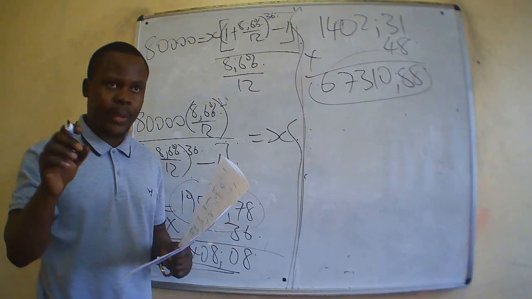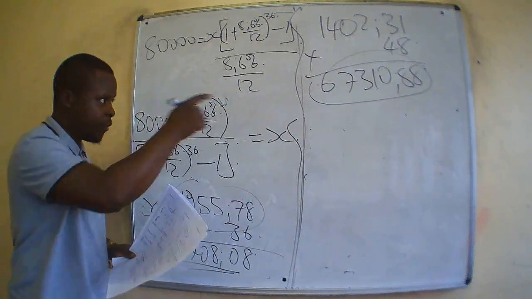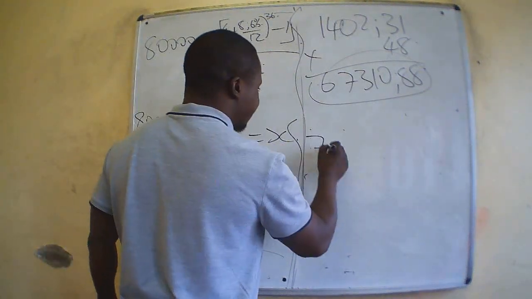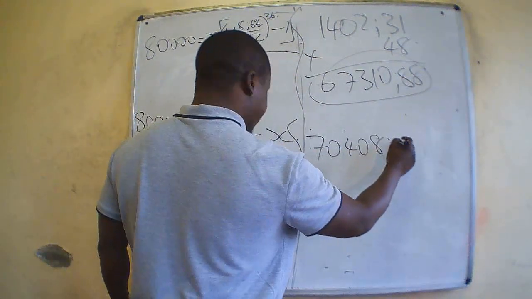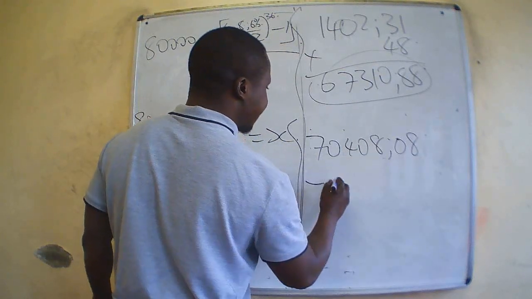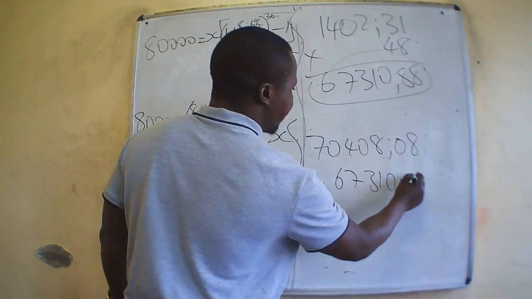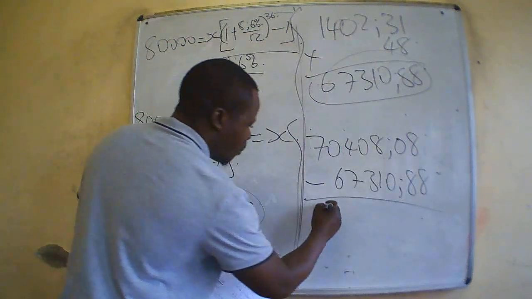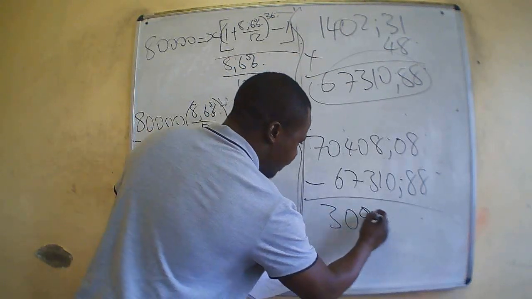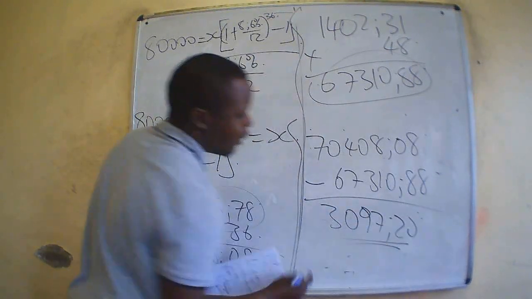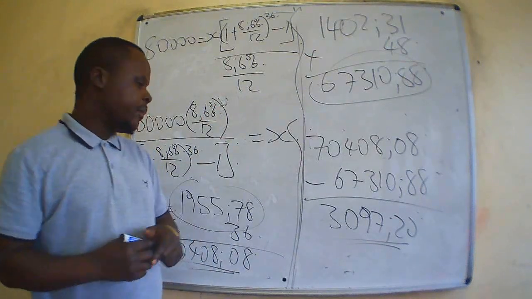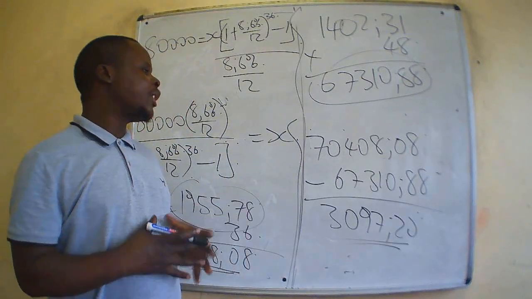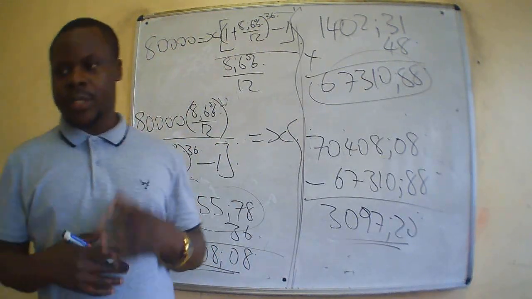So finally, to answer the question, what was the difference after they are done depositing during their periods? Let's take 70,408.08 and subtract 67,310.88. The difference in this case is found to be 3,097.20. So the difference between their deposits is 3,097 rand and 20 cents.